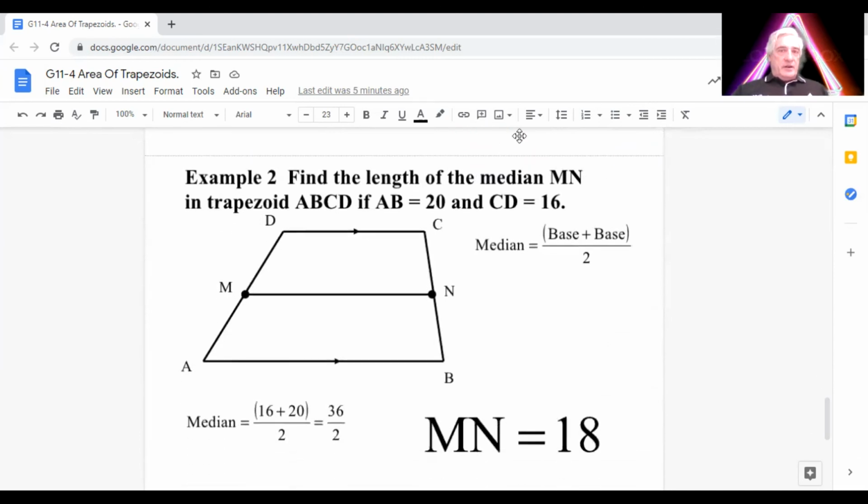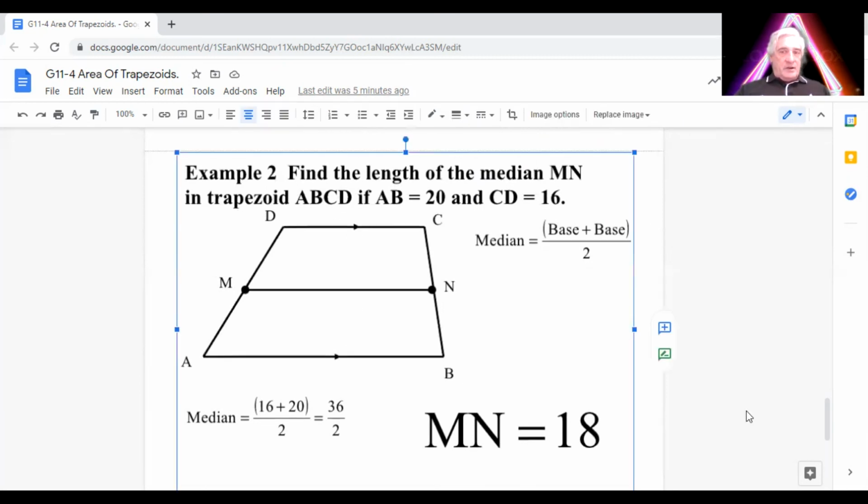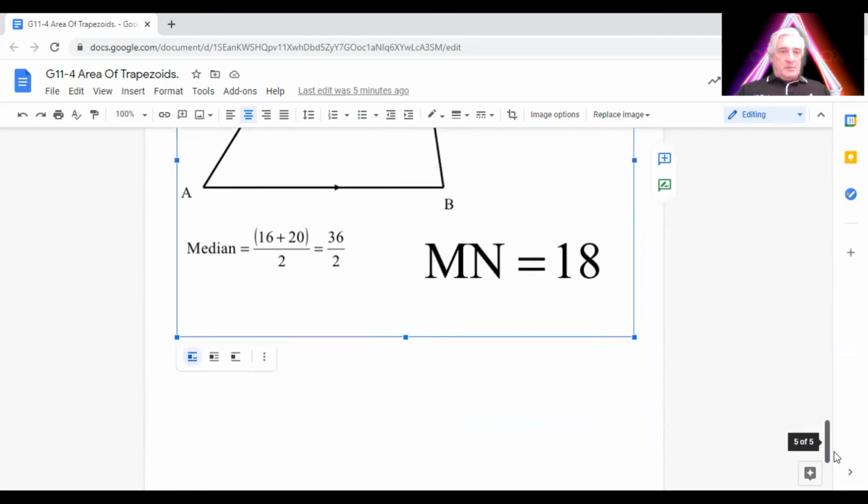Find the length of this MN. AB is 20. CD is 16. So what's halfway between 20 and 16? Yep, 18. Y'all got it. That's what we need to know about the median of a trapezoid.